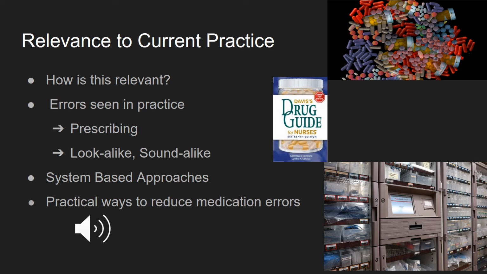So, how is this relevant? Similar to the Northwest Minnesota nursing home case, medication errors occur countlessly. This is important to nurses in nursing practice because as nurses, one of our main roles is to mitigate and reduce the risk of medication errors. In practice, errors can occur at the different stages or levels of medication administration.